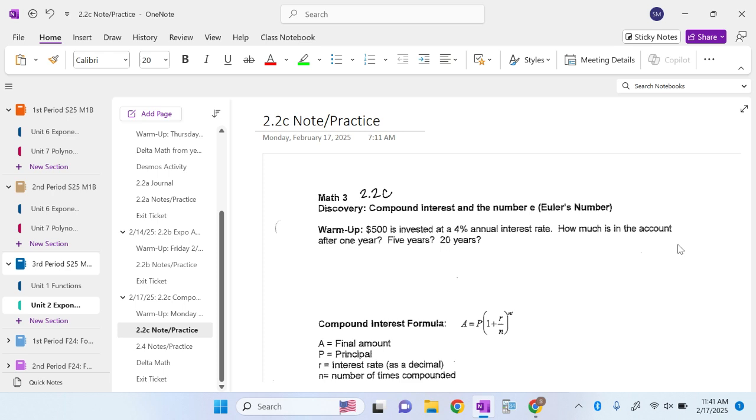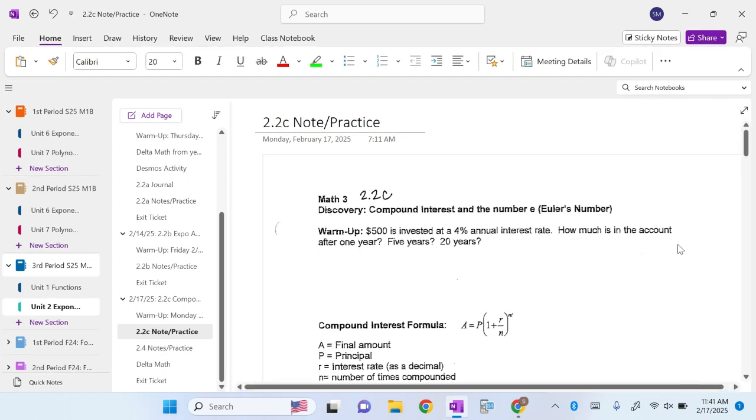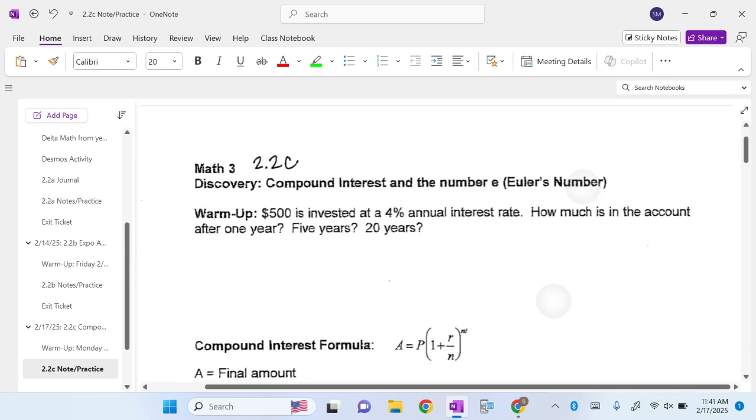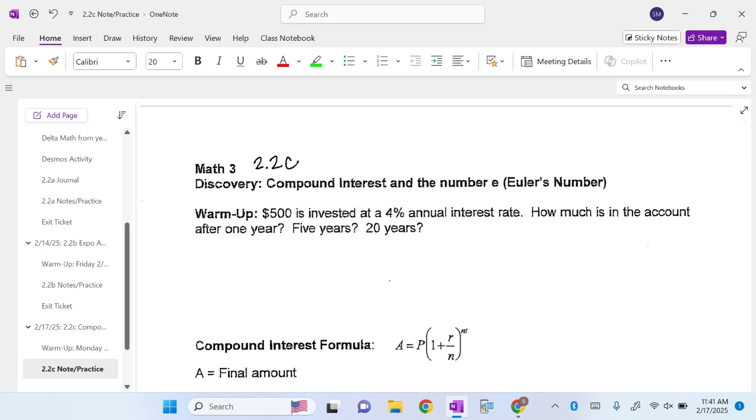So we're on page 9 talking about compound interest and the number e. Completely different setup than what we've been doing, but at the same time, very similar. With compound interest, it typically deals with money. You'll usually see these in terms of bank situations, things like that.